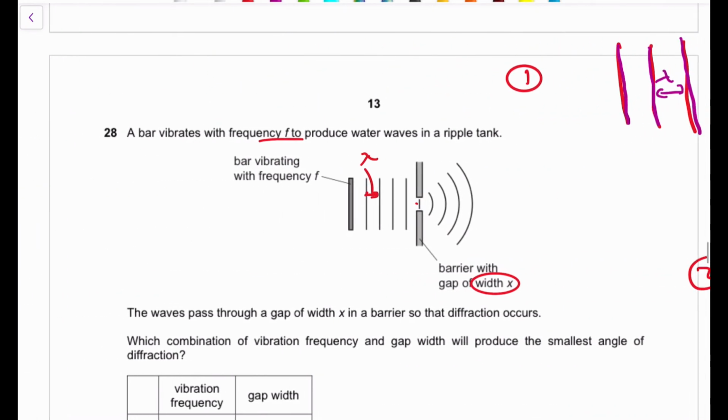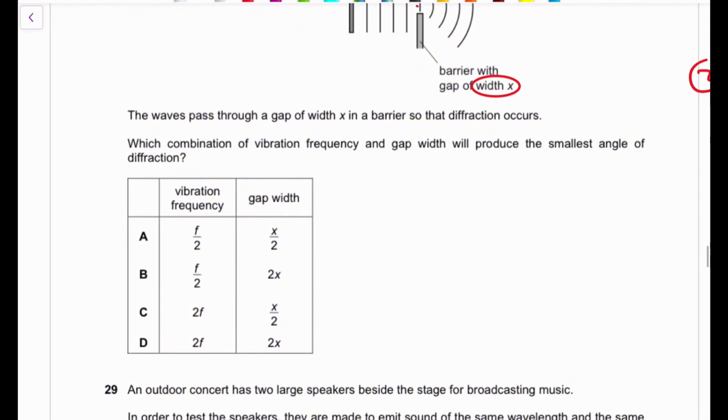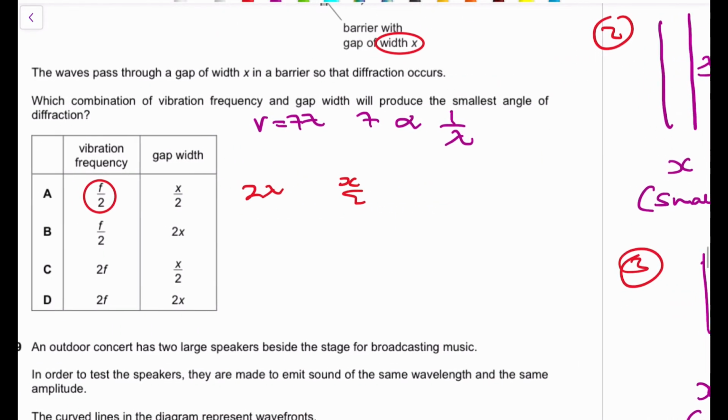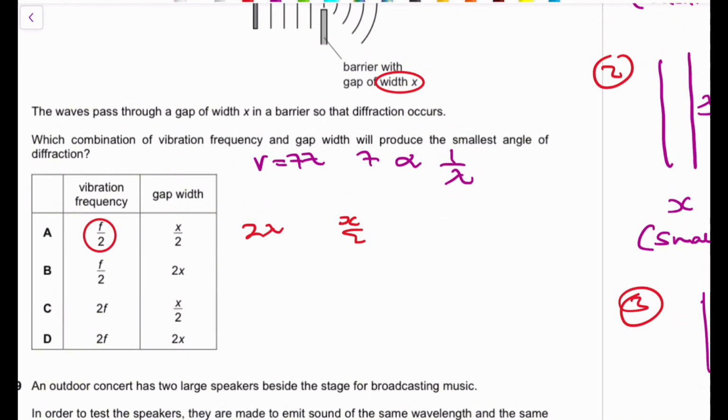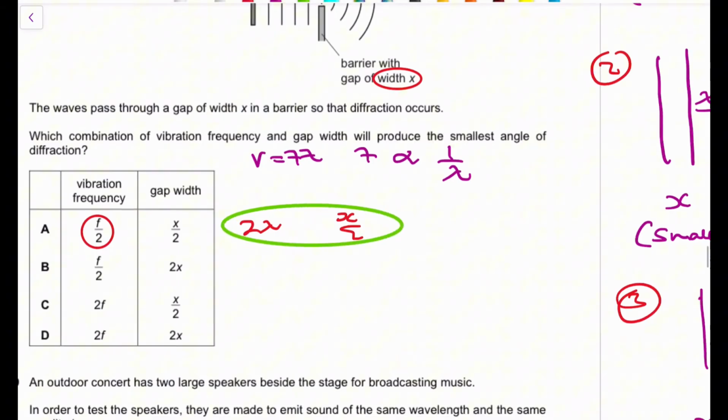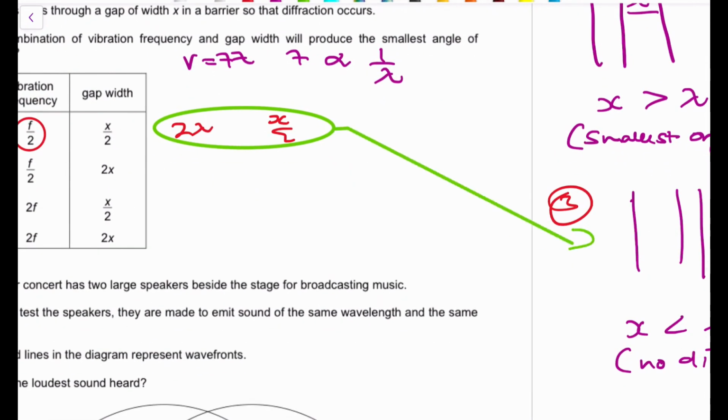Okay, so if we look here, we know that v equals f lambda, right? So f is inversely proportional to lambda, for constant speed, of course. So if I have f over 2, it basically means I have 2 lambda. If I halve the frequency, I double the wavelength. But here the gap width is x over 2. The gap is actually x over 2, but the wavelength is 2 lambda. That's way big, meaning this scenario models situation 3, right?